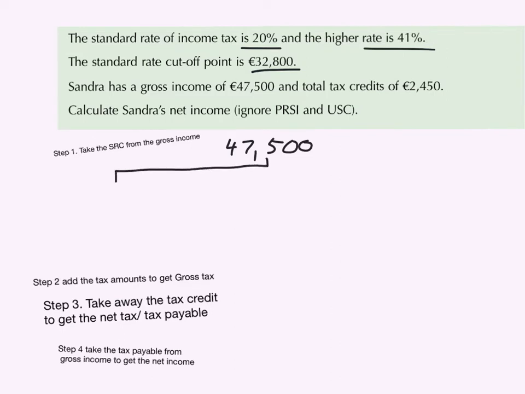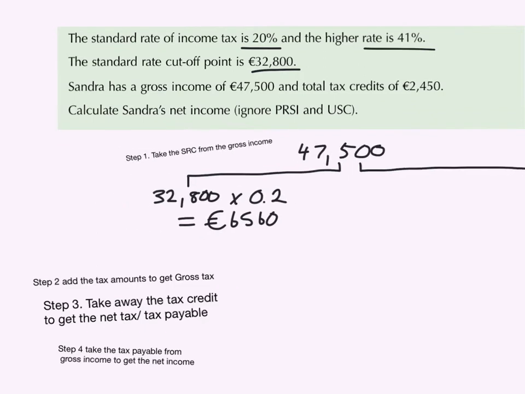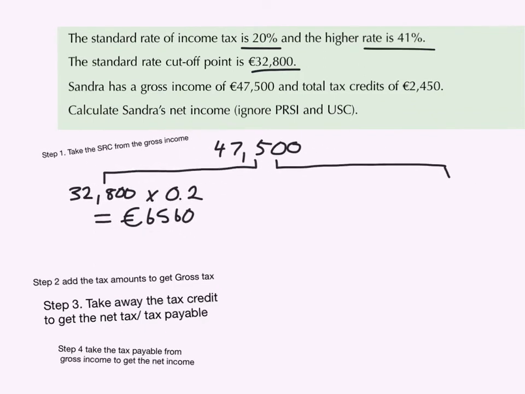We know that we're going to split that in two, and you'll see I have a little step 1 there. Take the SRC from the gross income. So first of all, we have 32,800 multiplied by 0.2%. Okay, so that's our lower rate of tax. So 32,800 by 0.2, we are going to get 6,560.